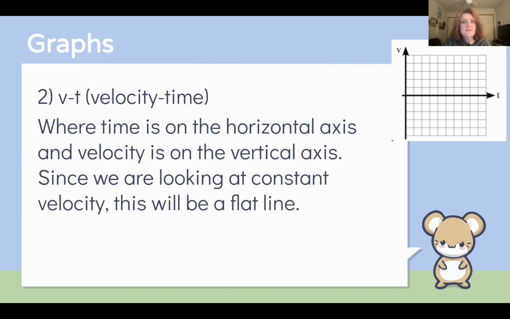The second graph you get is a VT graph, a velocity time graph. Velocity time graph is just a picture of what the speed is or the velocity is at any given moment. This will be a flat line for constant speed.